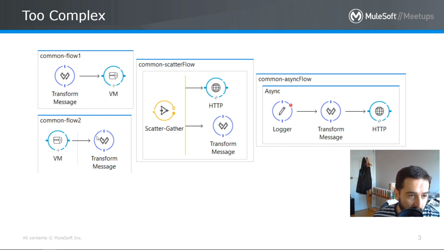The first one was every flow was connected with a VM connector. Instead of just doing a flow ref from one flow to the next, this person created VM connectors on each. But what they failed to realize is that they were introducing an async processing strategy, and messages were getting queued up on the queue. Because they were non-persistent, if for some reason the server restarted, messages would get lost.